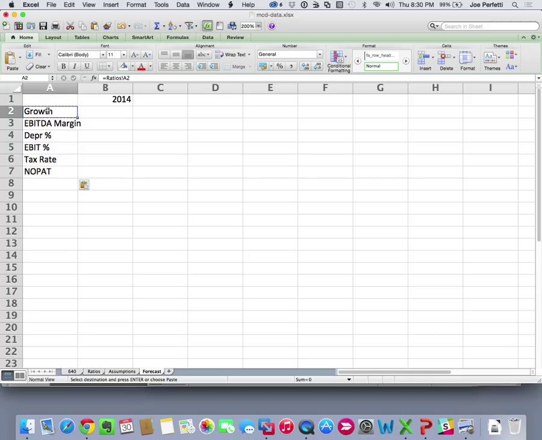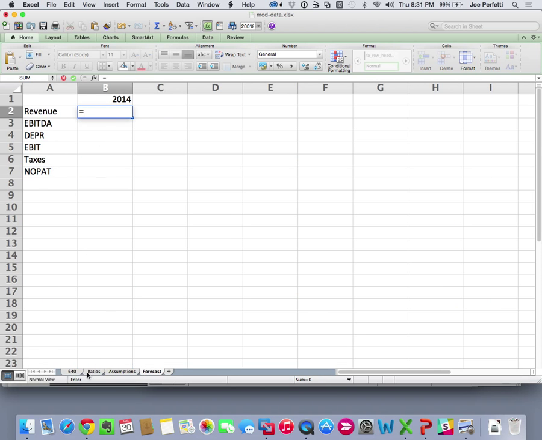But instead of growth, what I actually want is revenue. Instead of EBITDA margin, I actually want EBITDA. Instead of depreciation percentage, I actually want the depreciation. Instead of the EBIT percent, I want the actual EBIT. I want the actual taxes. And then I actually want the actual NOPAT in dollars. So on this page, I'm going to switch the percentages back to the dollars, right? And instead of using the historical data, which is here, I could make it more complicated, but I'm just going to kind of keep it simple.